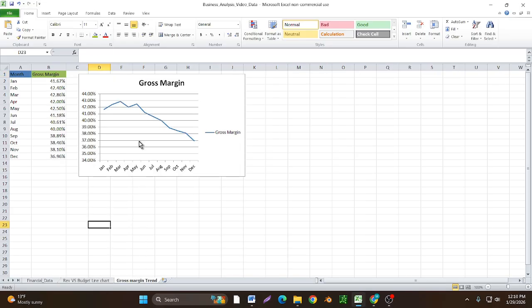Let's look at the gross margin. As you can see, if the margin is falling while revenue is rising, discounting or cost pressure. If margin is rising, pricing power or efficiency.